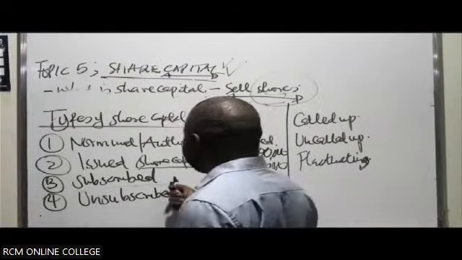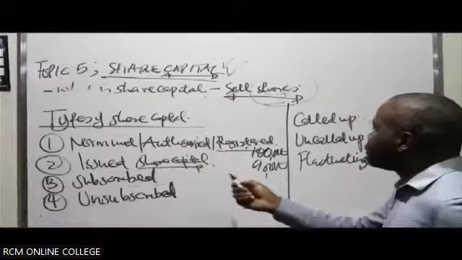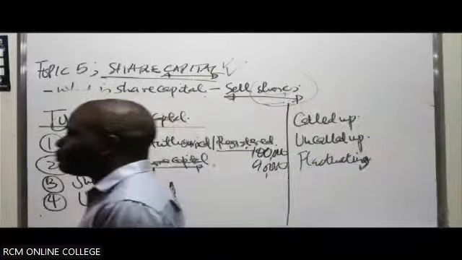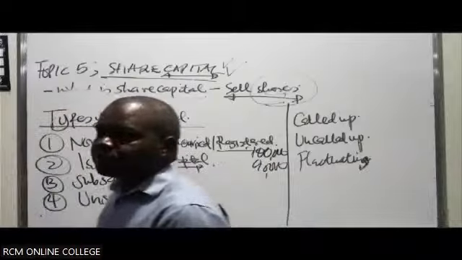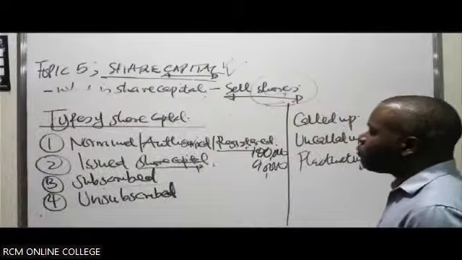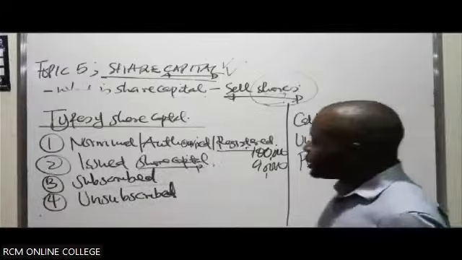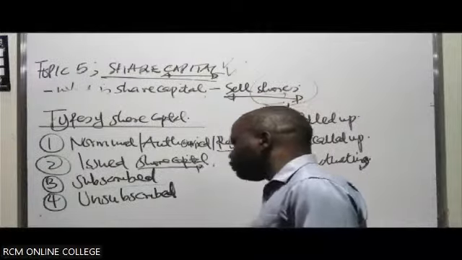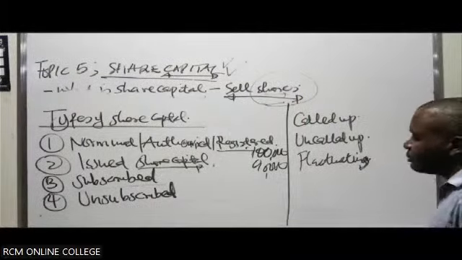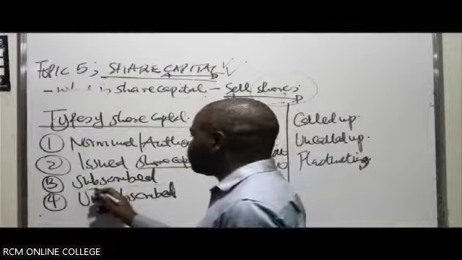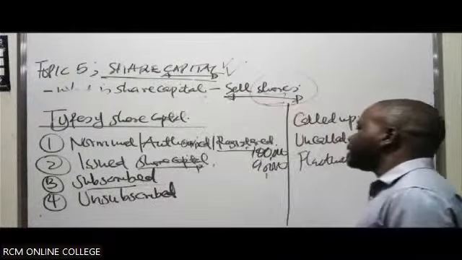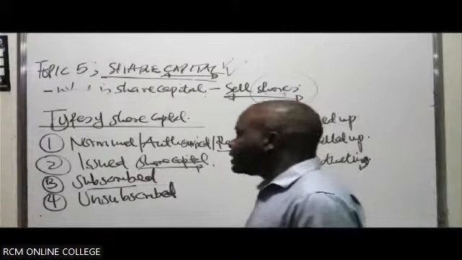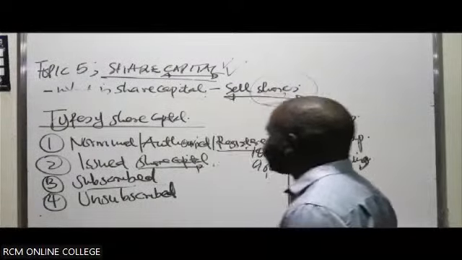Then subscribed. Once the company has issued the shares, maybe 90,000, there will be applications for allotment. People will apply for allotment. The part of the share capital which has been subscribed for is what we refer to as the subscribed share capital. So the part of the share capital which has been applied for allotment is the subscribed share capital.